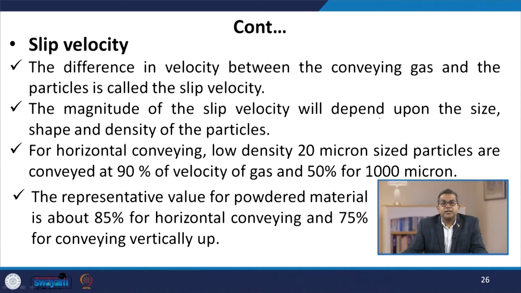The magnitude of the slip velocity depends on the size, the shape and the density of the particles. For horizontal conveying, low density 20 micron sized particles are conveyed at 90% of the velocity of the gas, and 1000 micron particles at 50%. The representative value for powdered material is about 85% for horizontal conveying and 75% for conveying vertically up.